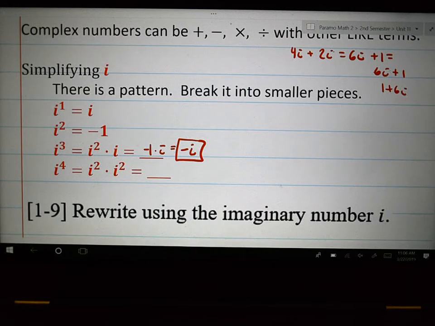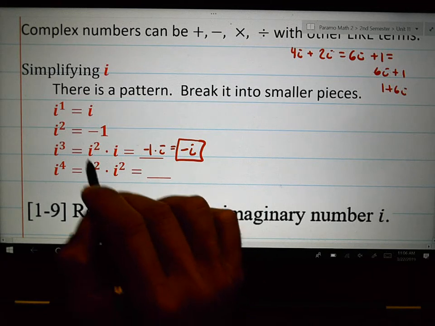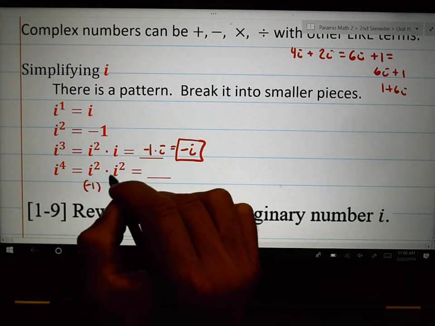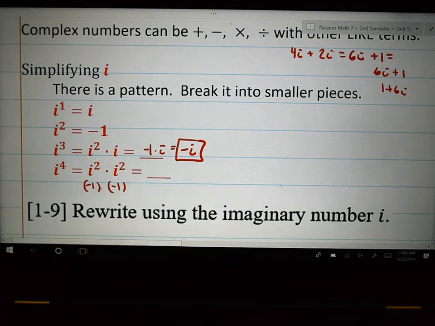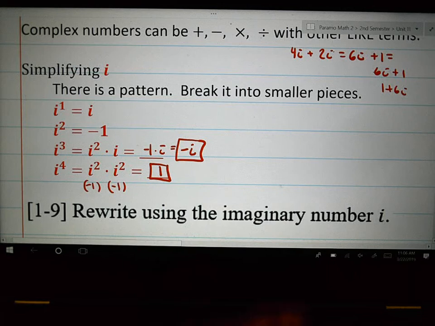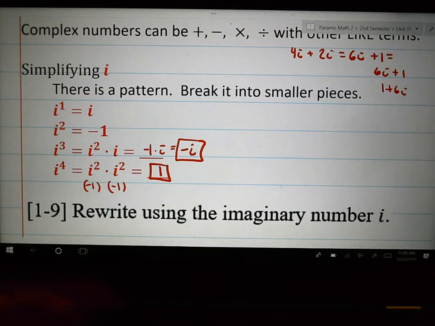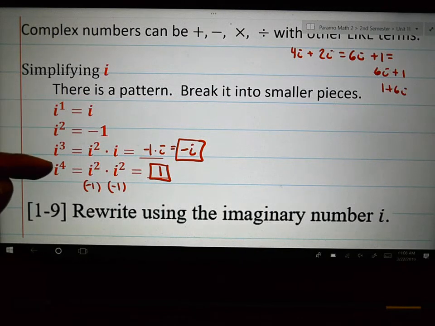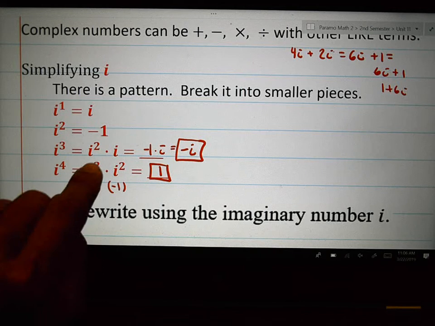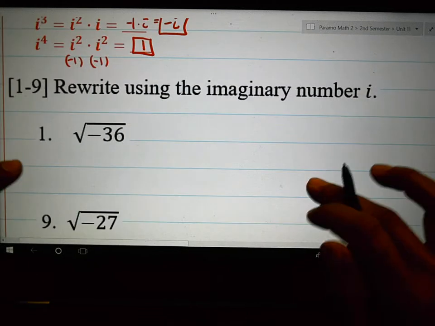What about i to the fourth? It simplifies, doesn't it? Isn't that the same thing as i squared times i squared? I know what i squared is. It's -1, and I know that i squared is -1. What is -1 times -1? That's what that simplifies to. So as you do the problems on the back side of this worksheet, the bigger the exponent, the more you're going to need to break it down into either i squared or i to the first to figure out what it's going to be. So let's do some problems.